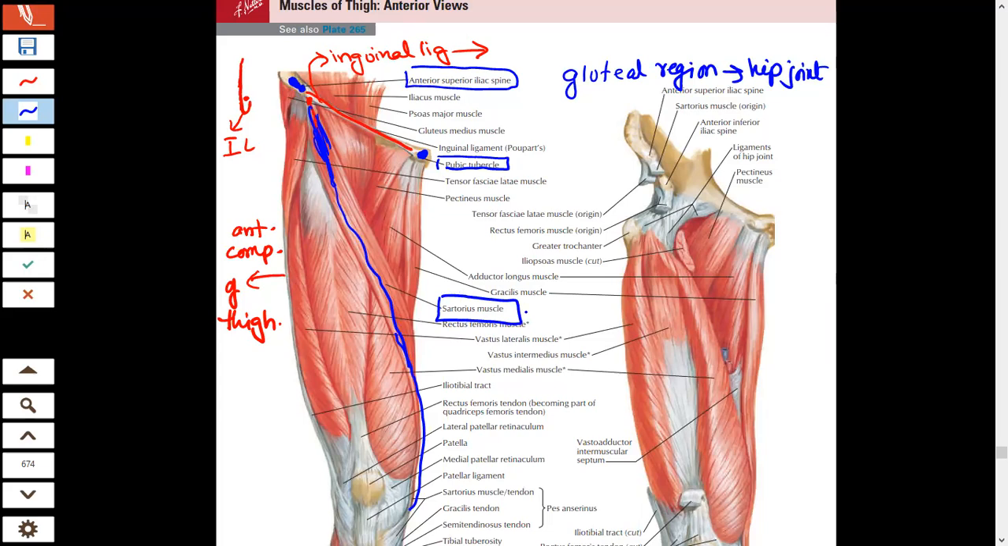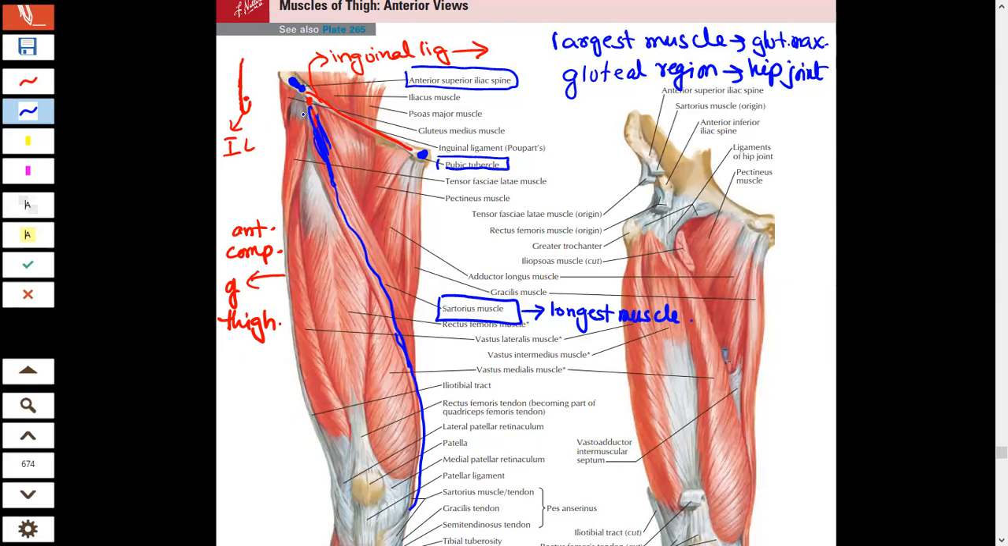Please remember, the sartorius muscle is the longest muscle of your body. This you must know as the first point. It is the longest muscle of your body, and this sartorius muscle passes through the hip joint anteriorly. Not the largest muscle. The largest muscle is your gluteus maximus, the one you are sitting on. Largest muscle is gluteus maximus, longest muscle is sartorius.